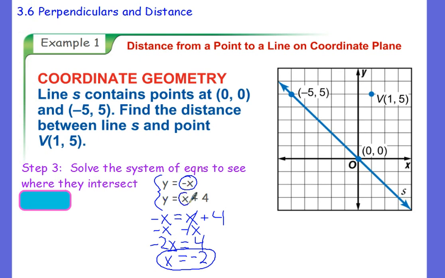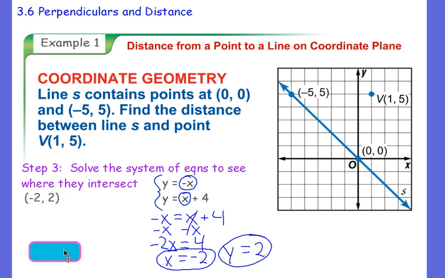I'm going to put it in right here. So just think about it. If I plug negative 2 in right there, negative 2 plus 4 gives me positive 2. So y equals 2. Okay, so we could write that as a coordinate. So that would be the coordinate (-2, 2). And let's locate that. Negative 2, up 2, boom, right there. And that's pretty much what we thought, right?